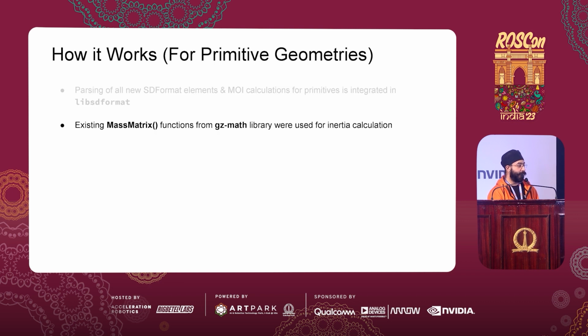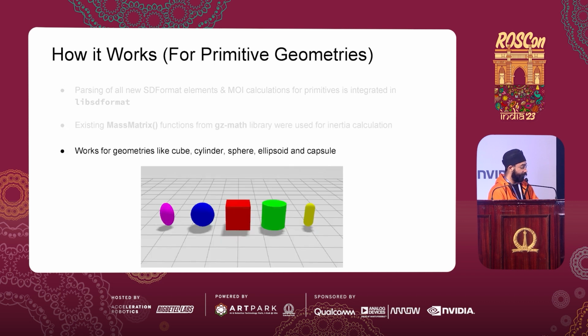Apart from that, there are existing mass matrix functions in the gz-math library which were used for the primitive geometries, because you just have the equations, you input the values, and they give you the moment of inertia for that particular geometry. These primitive geometries include, from left to right, ellipsoid, sphere, cube, cylinder, and capsule. These are the current primitive geometry types supported by gz sim, and this is the world that opens up when you run gz sim shapes.sdf. This is an example world in gz sim. So these are all supported with the primitive geometries.